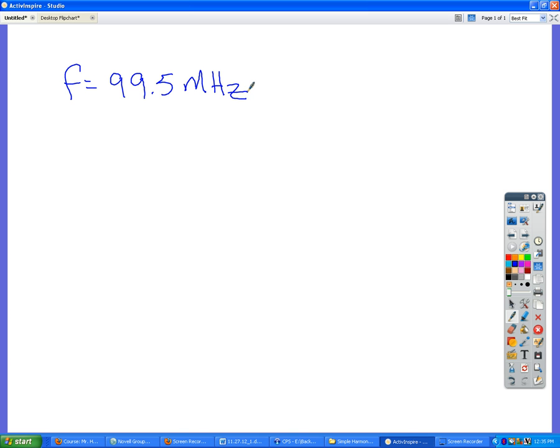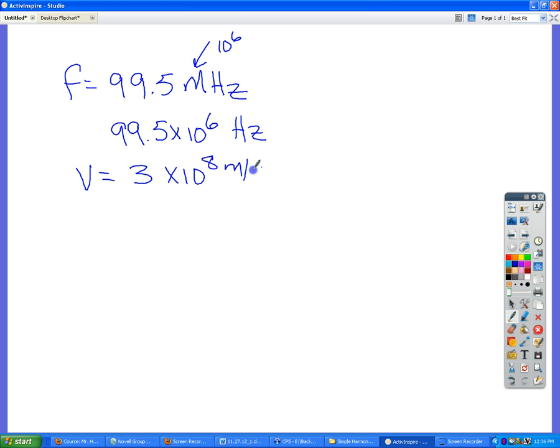If you look at your equation sheet, you'll notice that mega means times 10 to the 6th, though all we're going to do here is put 99.5 times 10 to the 6th hertz, because we need everything in hertz, not in megahertz. The speed of a radio wave, this is not what you hear, this is the signal that's transmitted, is the speed of light. So it's 3 times 10 to the 8th meters per second. That's the speed with which an electromagnetic wave will travel.